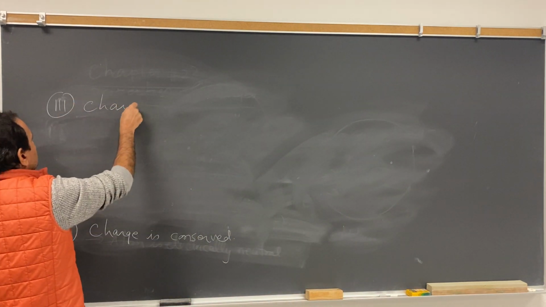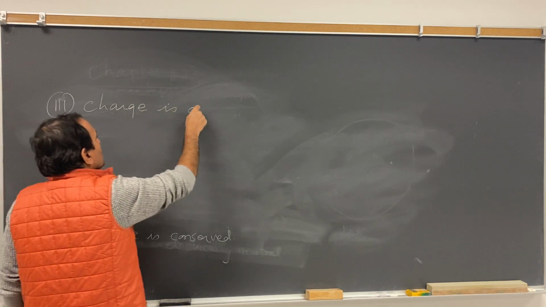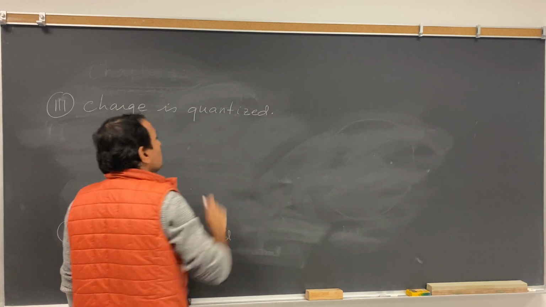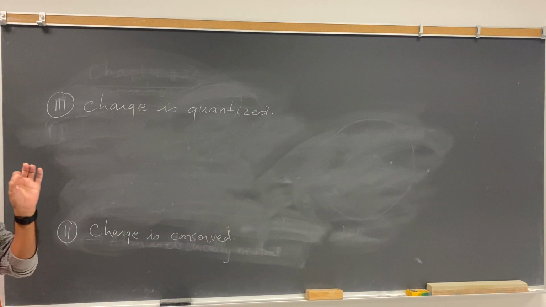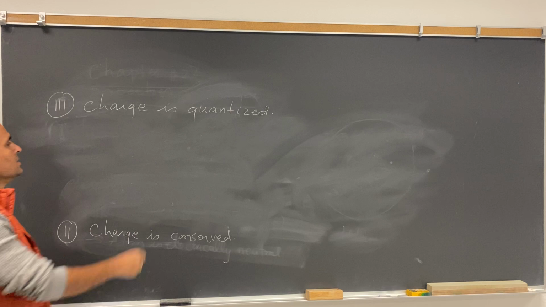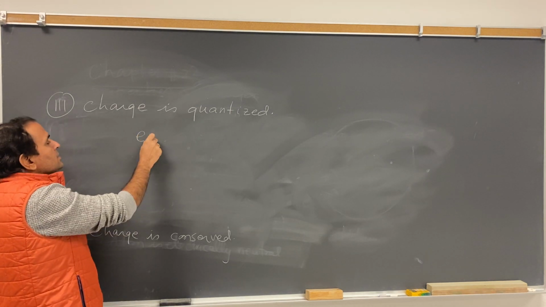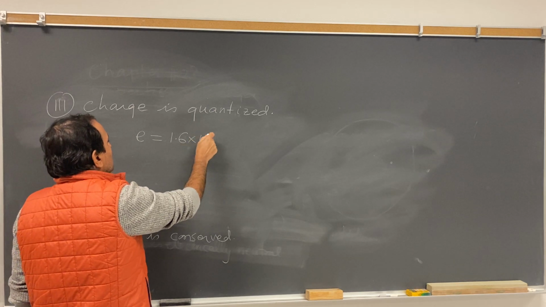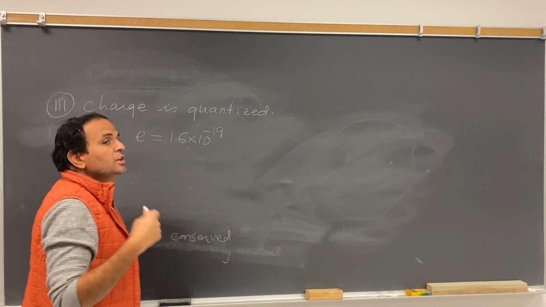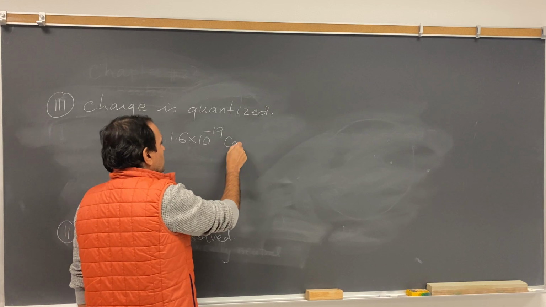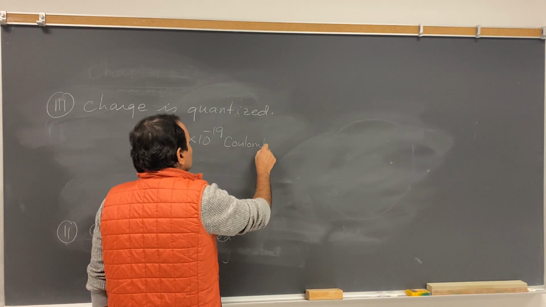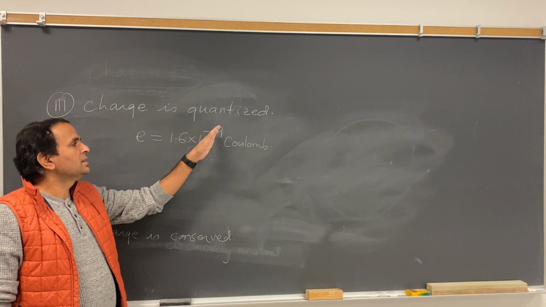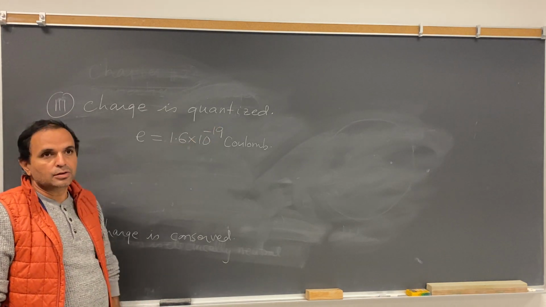Charge is quantized. What does this mean? The very smallest unit of charge is e. This is equal to 1.6 times 10 to the power negative 19, and the unit of charge is coulomb. So the smallest unit of charge is 1.6 times 10 to the power negative 19 coulomb.